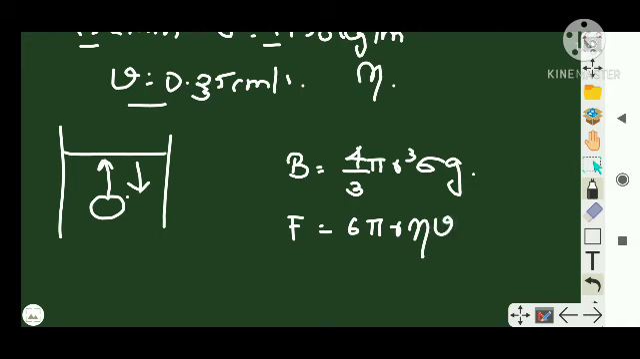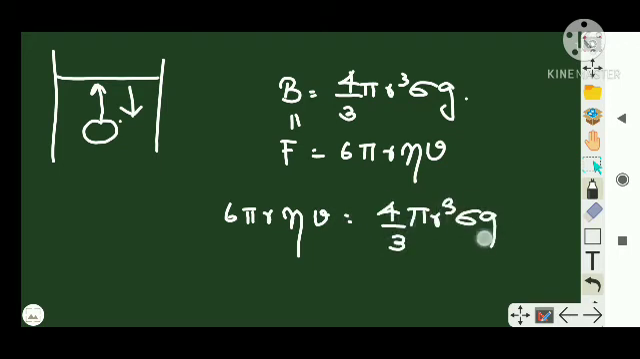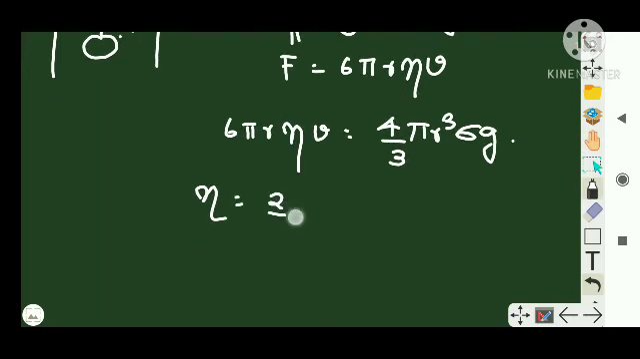Now, since we are neglecting the weight, these two forces should be equal. That is, the buoyancy upwards and the viscous force downward should be equal. So I can write 6 pi r eta v is equal to 4 by 3 pi r cube rho g. Clear? From there you can find eta is equal to 2 by 9 r squared sigma g divided by v.